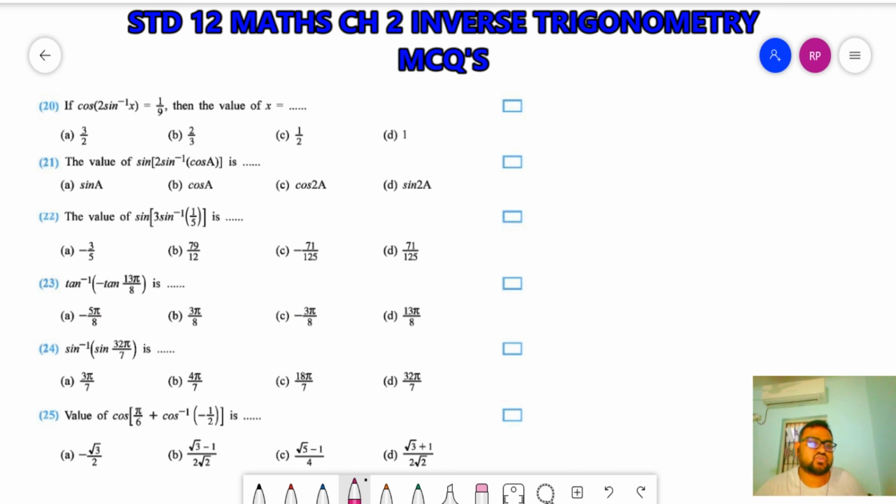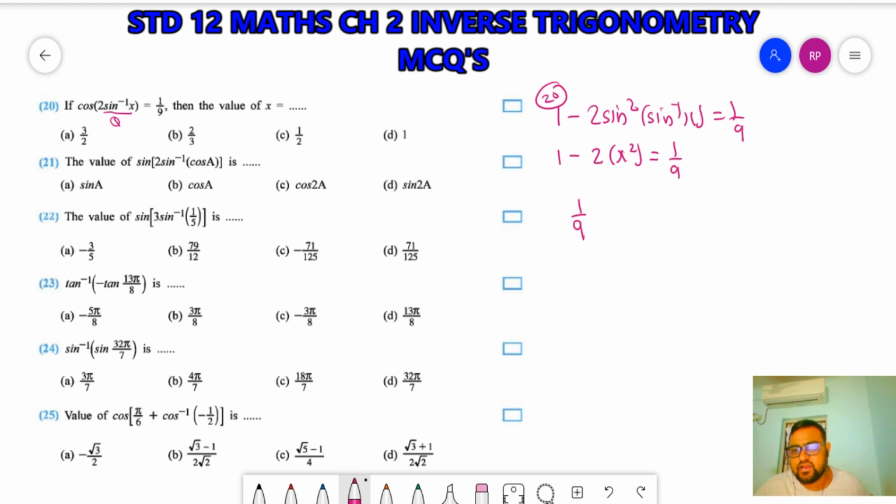Question number 20, cos 2 sine inverse x. If I take this as theta, I can use the formula of cos 2 theta, that is 1 minus 2 sine square theta. What is theta? Sine inverse x. That is equal to 1 by 9. So 1 minus 2 sine square of sine inverse x will be x square. That is equal to 1 by 9.